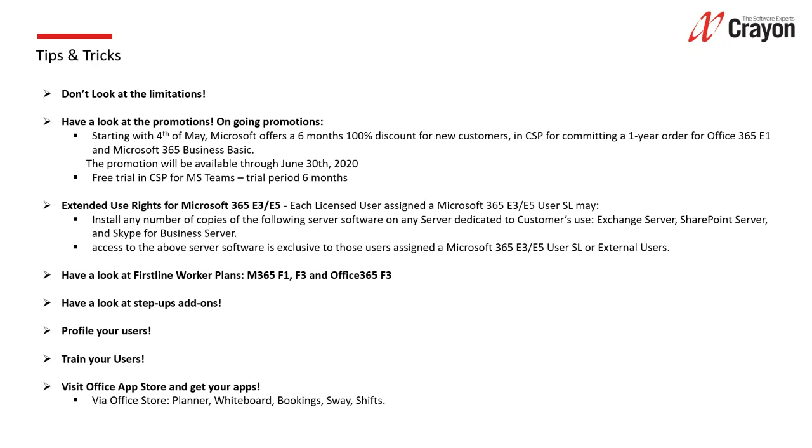The second tip and trick is the promotions. Have a look at them because Microsoft always sends promotions to the market. So we are going to have a look at the ongoing promotion. One of them started on the 4th of May. Microsoft basically offers a 6-month 100% discount on a 1-year order for Office 365 E1 and Microsoft 365 Business Basic.